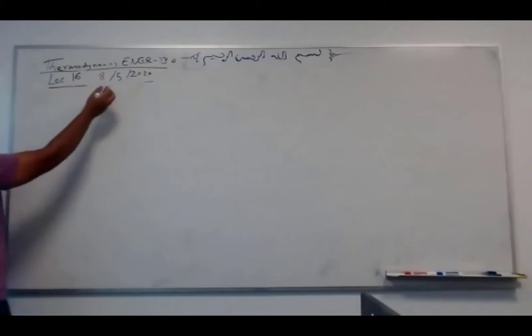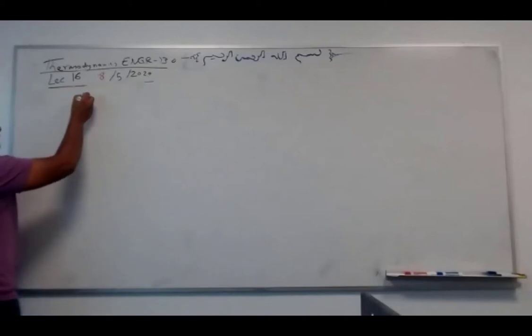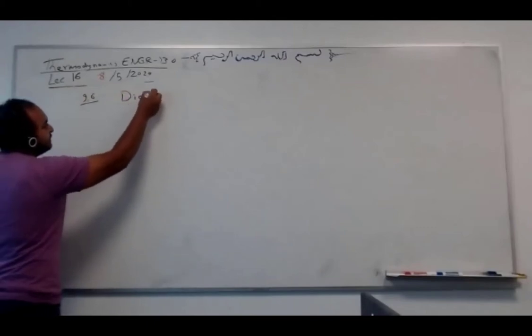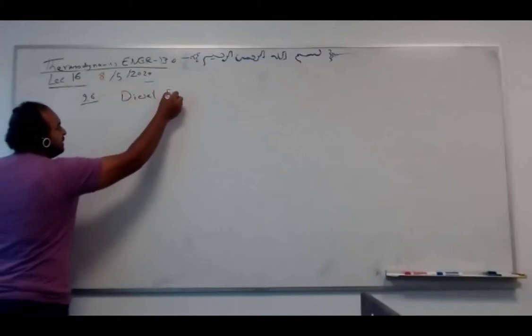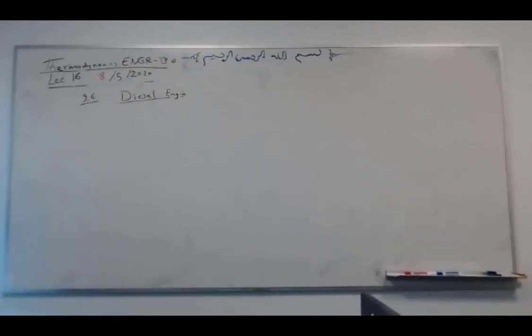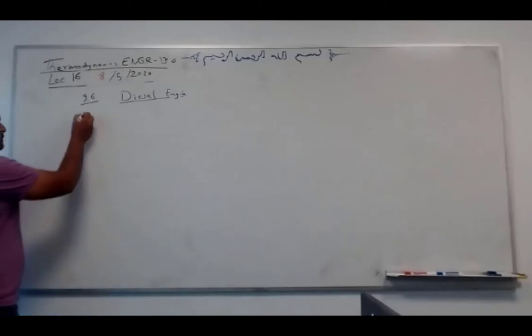Today is lecture 16, August 5th. We have 9.6, which is the diesel engine. Again, these are designs, and everyone has a concept in his design. We'll see what the difference is. The diesel engine is exactly the same as the Otto engine, except that we have heat addition at constant pressure.